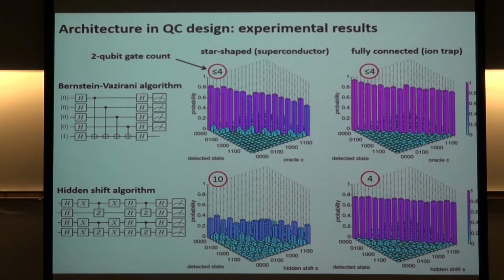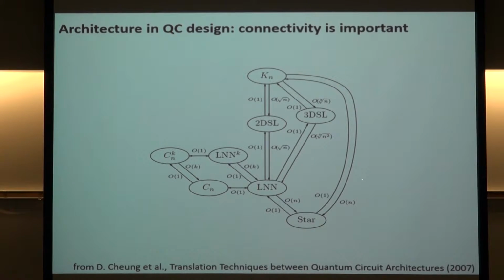Okay, so these were sort of the examples to show that it does matter what your connectivity is. This is sort of a theoretical overview of different connectivities. And what these arrows indicate is, for a generic circuit, what is the overhead that you can expect by going from one connectivity to another. This is fully connected, which is sort of the highest connectivity possible, 3D, 2D, square lattice, linear nearest neighbor, and so on.